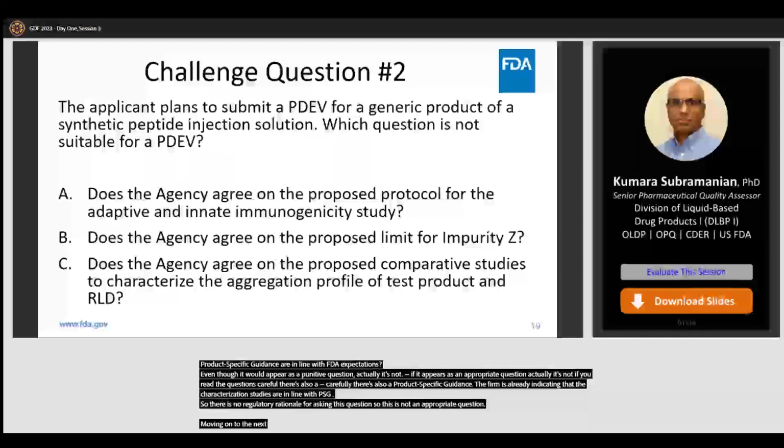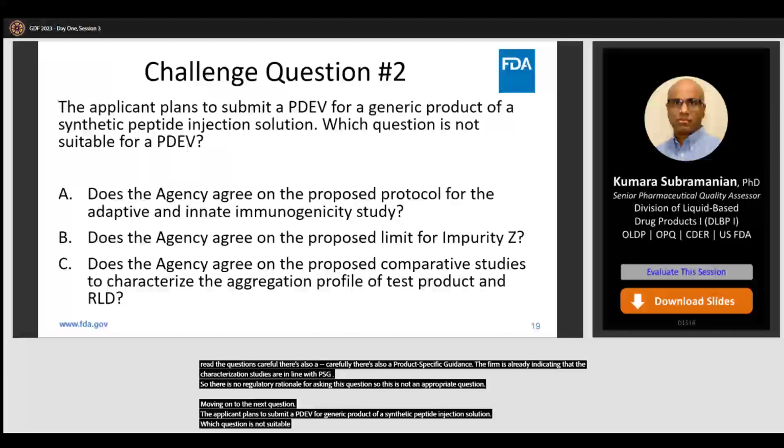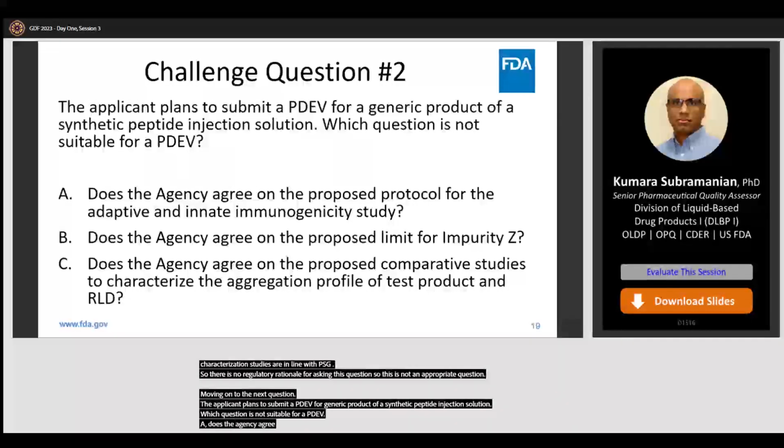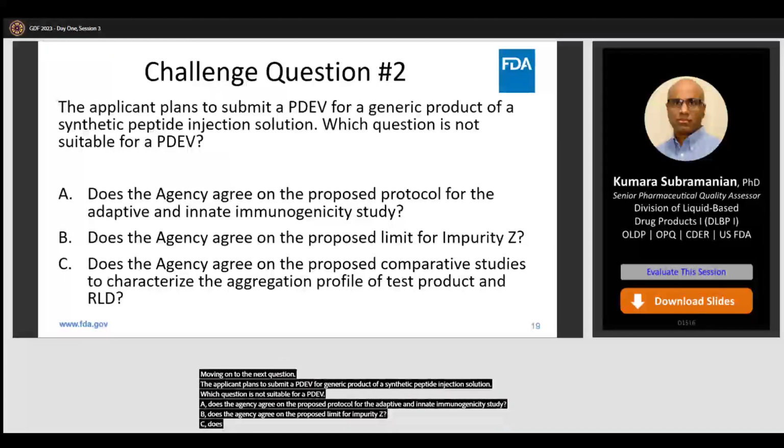The applicant plans to submit a PDF for a generic product of a synthetic peptide injection solution. Which question is not suitable for a PDF? A. Does the agency agree on the proposed protocol for the adaptive and innate immunogenicity study? B. Does the agency agree on the proposed limit for impurity Z? C. Does the agency agree on the proposed comparative studies to characterize the aggregation profile of test product on RLD?